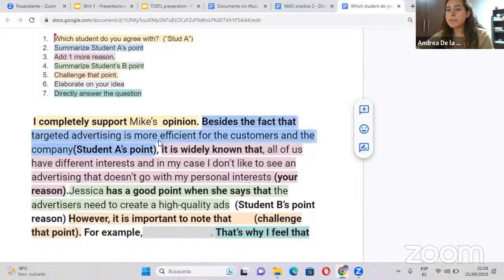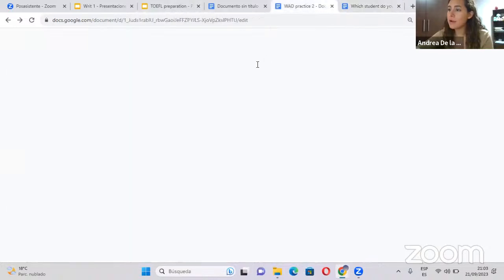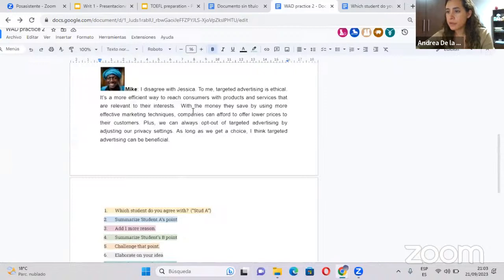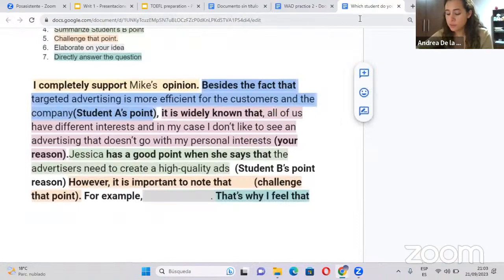Muy bien. So besides that, it is widely known that all of us have different interests. And in my case, I don't like to see an advertising that doesn't go with my personal interests. Muy bien. Está muy buena la idea. Ahora sí, lo que no sé si es que Mike ya mencionó esa parte. A ver. Entonces dice, reach consumers that are relevant to their interests. Creo que no. No menciona sobre la parte de los consumidores, que a ellos no les gusta ver. Entonces me parece bien.